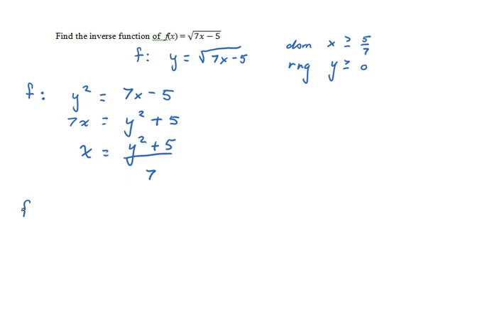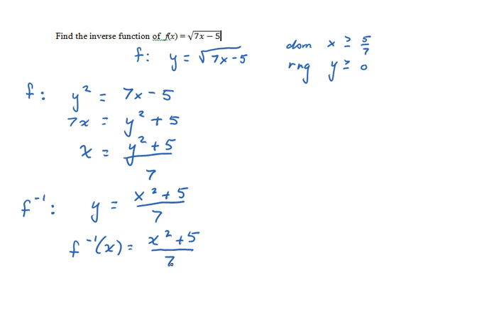So at this point we create the equation in two variables for the inverse function by interchanging the x and the y. So y equals x squared plus 5 over 7. And this would give us f inverse of x equals x squared plus 5 over 7.